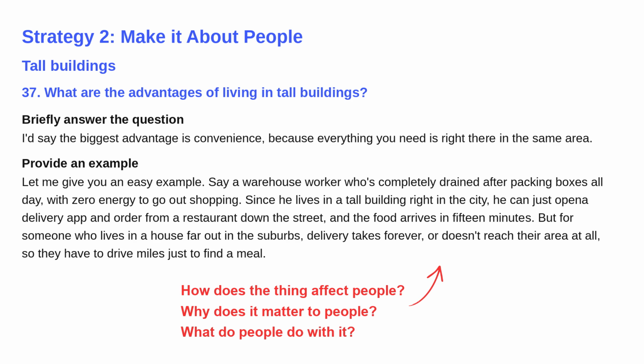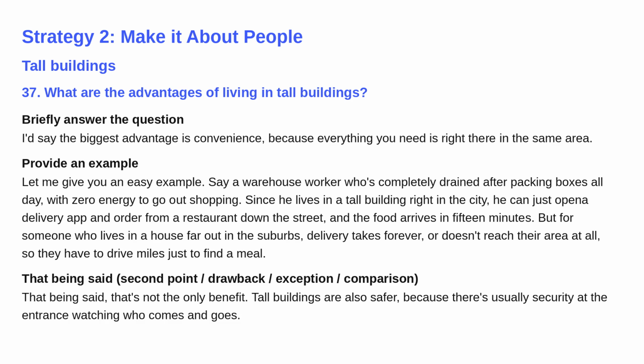But for someone who lives in a house far out in the suburbs, delivery takes forever or doesn't reach their area at all, so they have to drive miles just to find a meal. That being said, that's not the only benefit. Tall buildings are also safer because there's usually security at the entrance, watching who comes and goes.